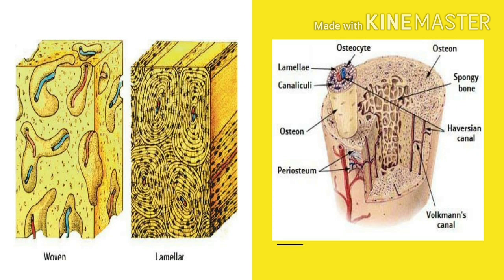This is a microscopic picture of bone cells. Here we have the basic structural unit of lamellar bone: lamellae, a lamina surrounding a central canal, the Haversian canal, and it has Volkmann canal and osteon. You can look at the picture of osteon and periosteum, osteocyte, lamellae and spongy bone.